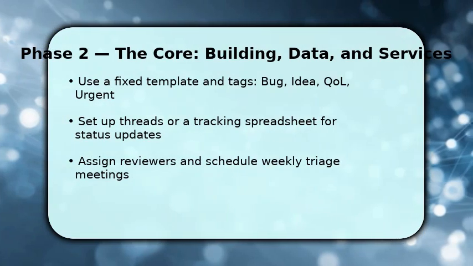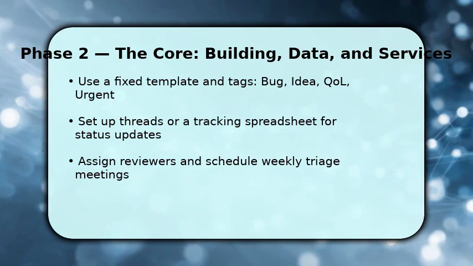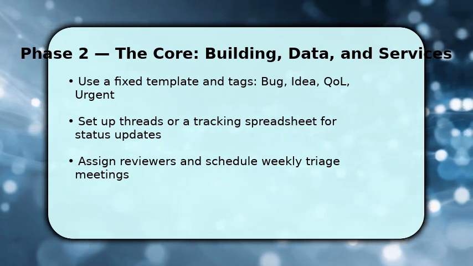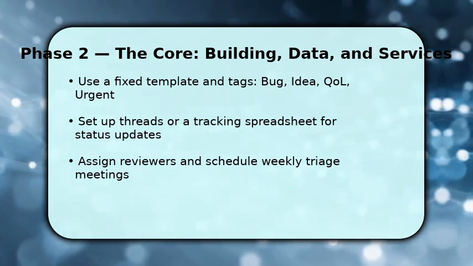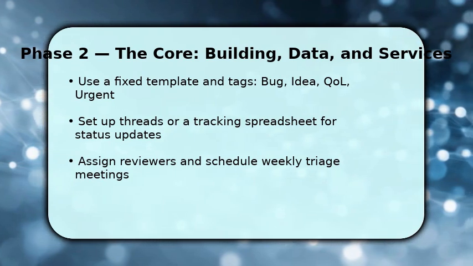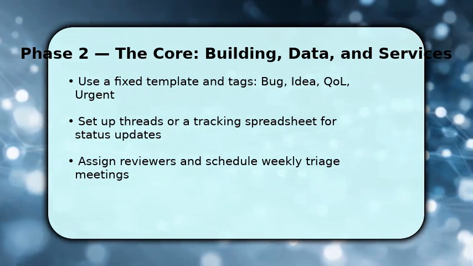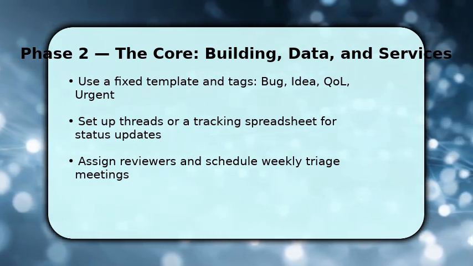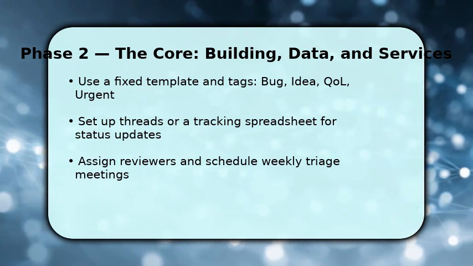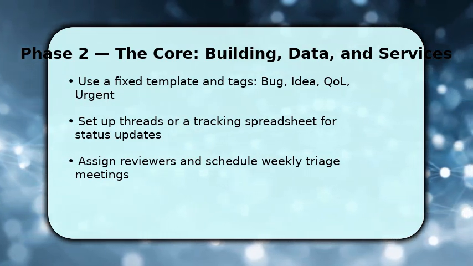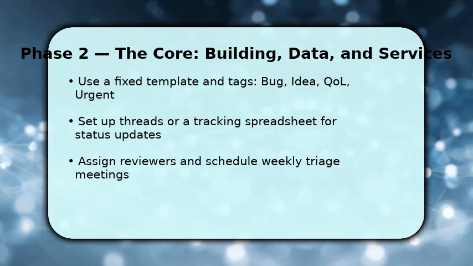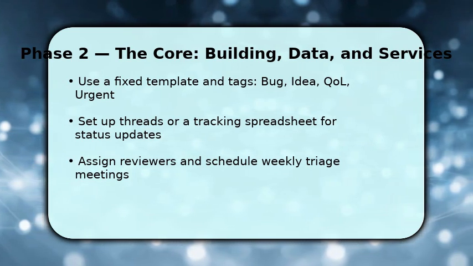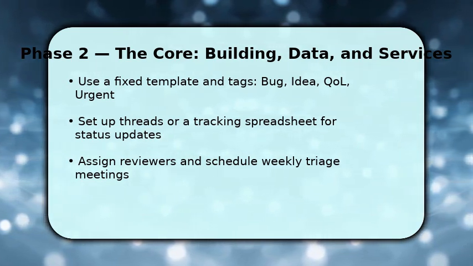Now you collect and organize incoming suggestions. Require the template and add tags like bug, idea, or urgent because tags let you filter at scale. Once suggestions arrive, start threads or log entries in a shared spreadsheet for status tracking. This avoids lost items. Then assign a reviewer or small committee and schedule a weekly triage meeting to evaluate impact and effort so decisions are transparent. Make sure votes, comments, and reviewer notes stay visible to keep the community informed.